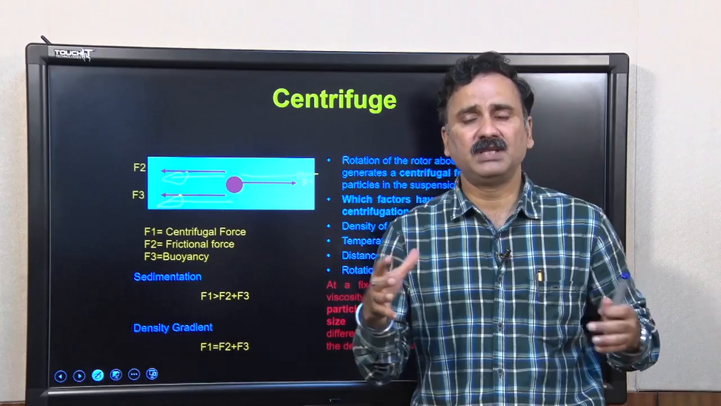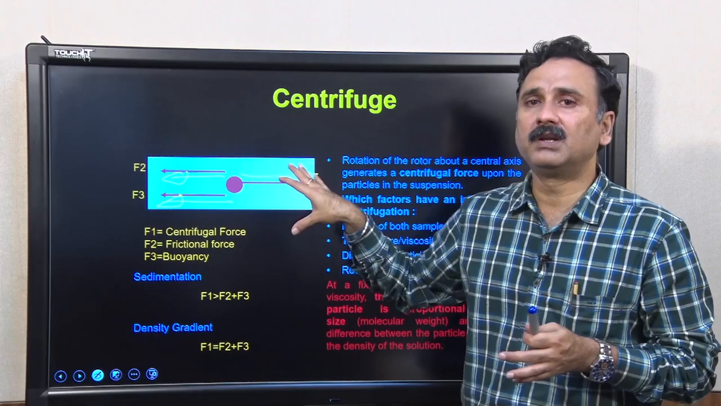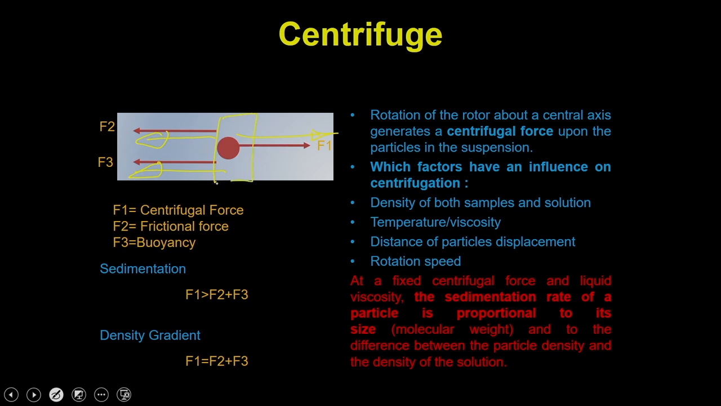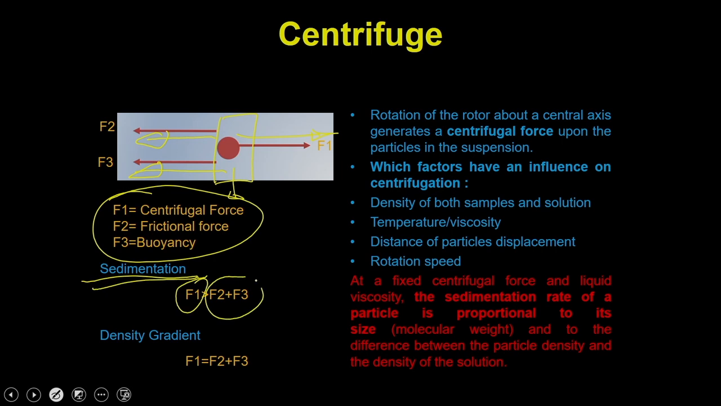Buoyant forces are the forces dependent on the density of the liquid in which the material is suspended. The object is going to stop where all these forces are equalized. If the centrifugal force is bigger than F2 plus F3, then these forces are not going to stop the movement of the object, and eventually it is going to be sedimented. So in a tube like this, it is going to reach the bottom of the tube and be pelleted.